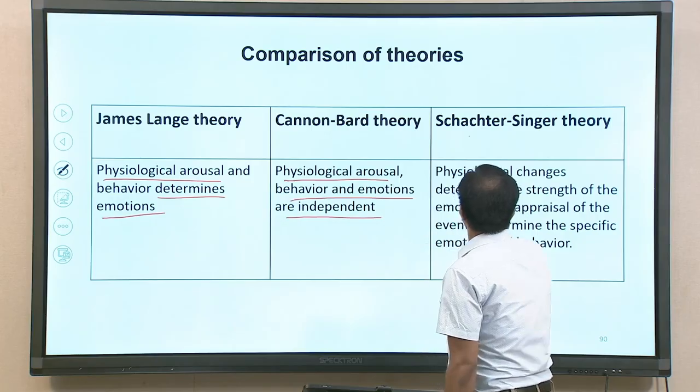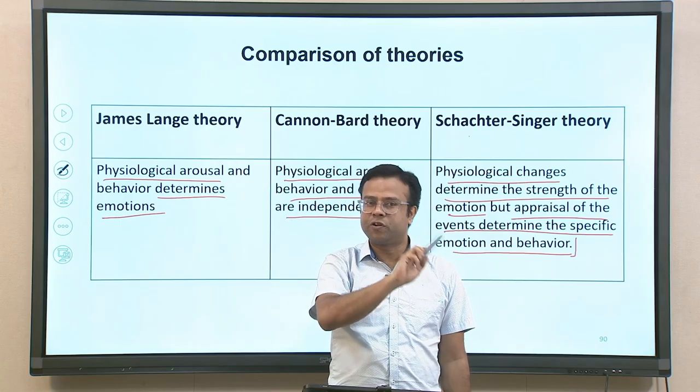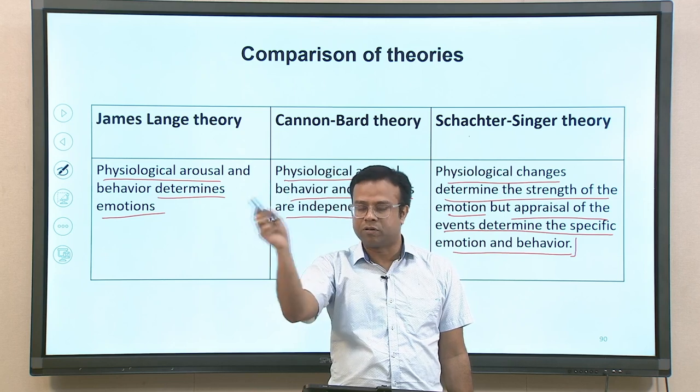The Schachter-Singer theory says physiological changes determine only the strength or intensity of the emotion. All emotions cause similar physiological arousal. There is no specific physiological arousal associated with a specific emotion. Only the intensity of the physiological arousal causes the intensity of the emotion. But appraisal, or the cognitive interpretation of the event, determines the specific emotion and behavior. Whether you experience happiness or anger depends on how you label or interpret the situation. Physiological arousal does not cause anger or emotion.